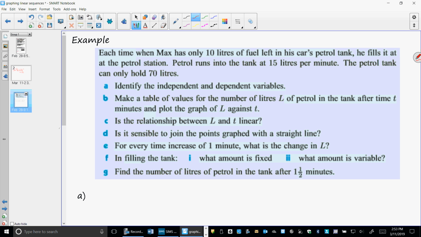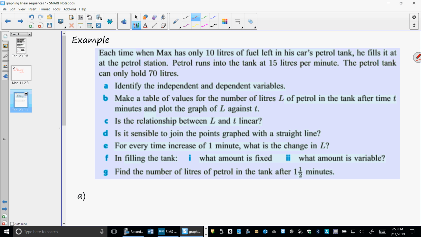So let's have a think about this situation. The two things that we're looking at are the... 70 litres is a lot. Do most cars hold that much?